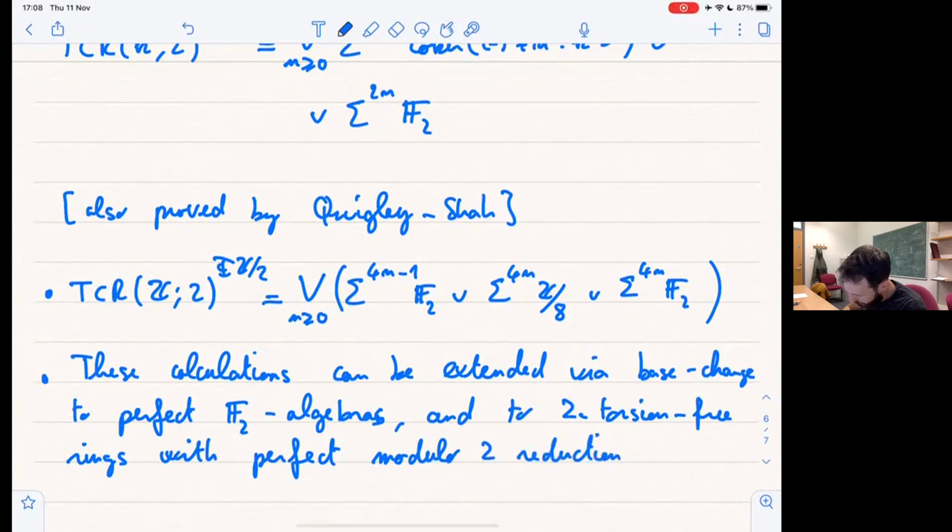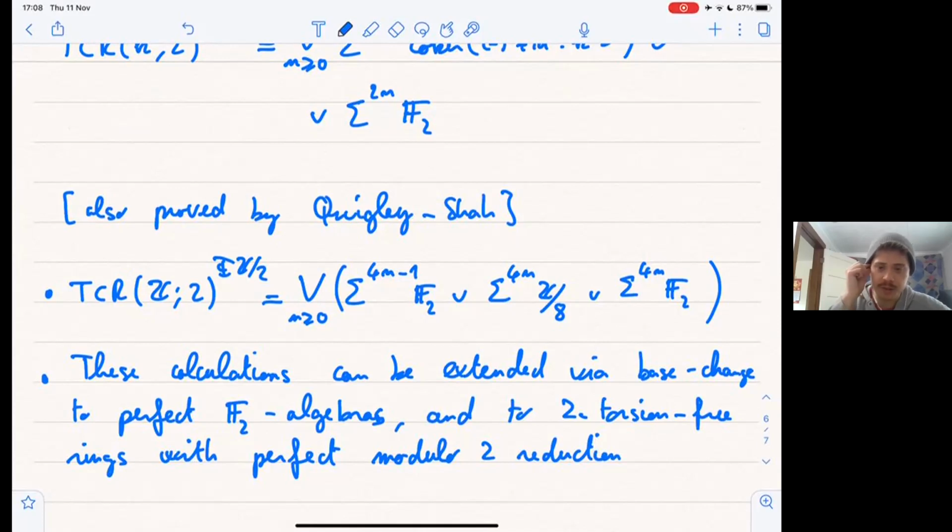Sorry to interrupt. There's a question in the chat. Are the geometric fixed points of TCR always generalized Eilenberg-MacLane? Yes, but it's not obvious at all. It's not obvious a priori that it is.